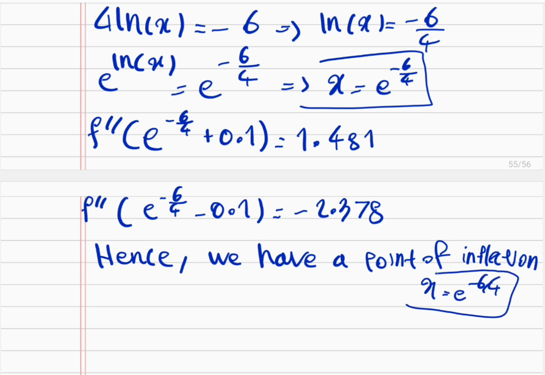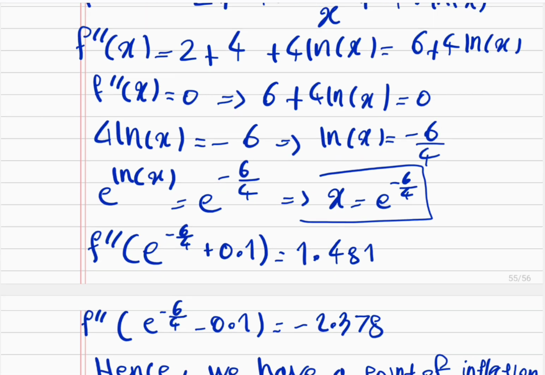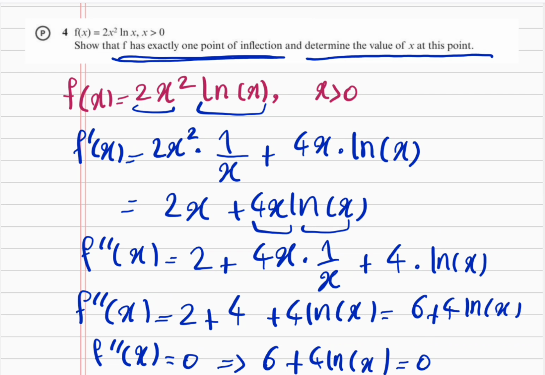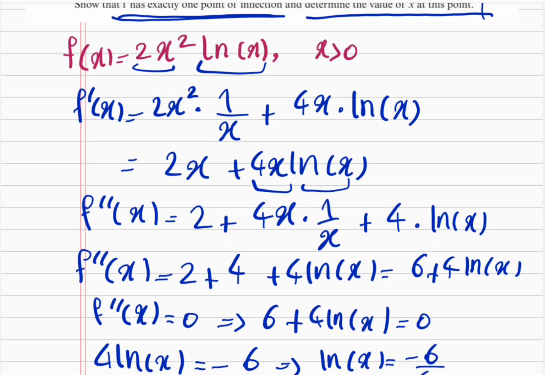Normally in questions like this we are expected to find the y coordinate, because when they say find a point of inflection, that means you also need to have the y coordinate, because what you get from the equation is the x coordinate, and in order to get the y coordinate you substitute this x coordinate into f of x. But in this case what they have asked is just the value of x at this point, so there is no need to find the y coordinate.